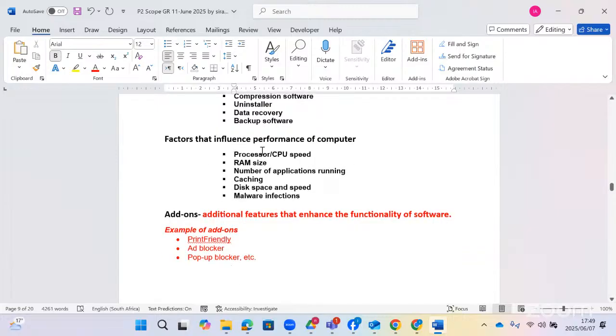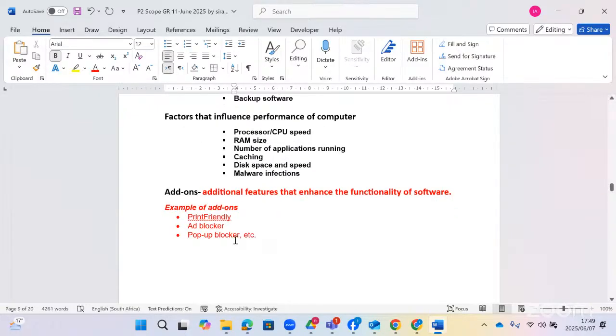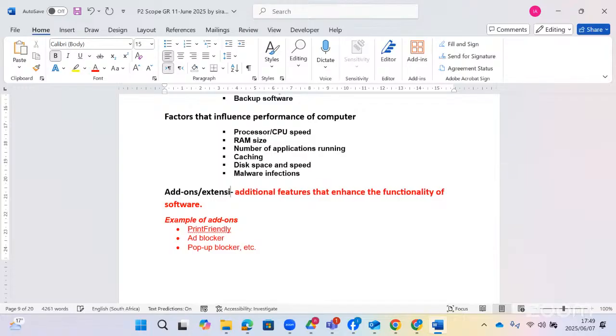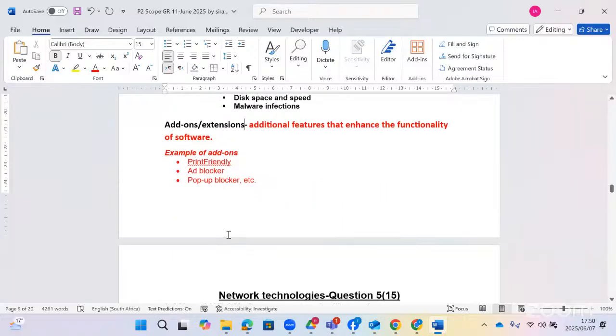We talk about these factors that influence the performance of the computer: the processor speed, the RAM size, the number of applications running, caching, disk space, and malware infections. Then add-ons, sometimes we call them extensions, which are additional features that enhance the functionality of a software or a website. So we have ad blocker, pop-up blocker, and others. These are some of the add-ons.